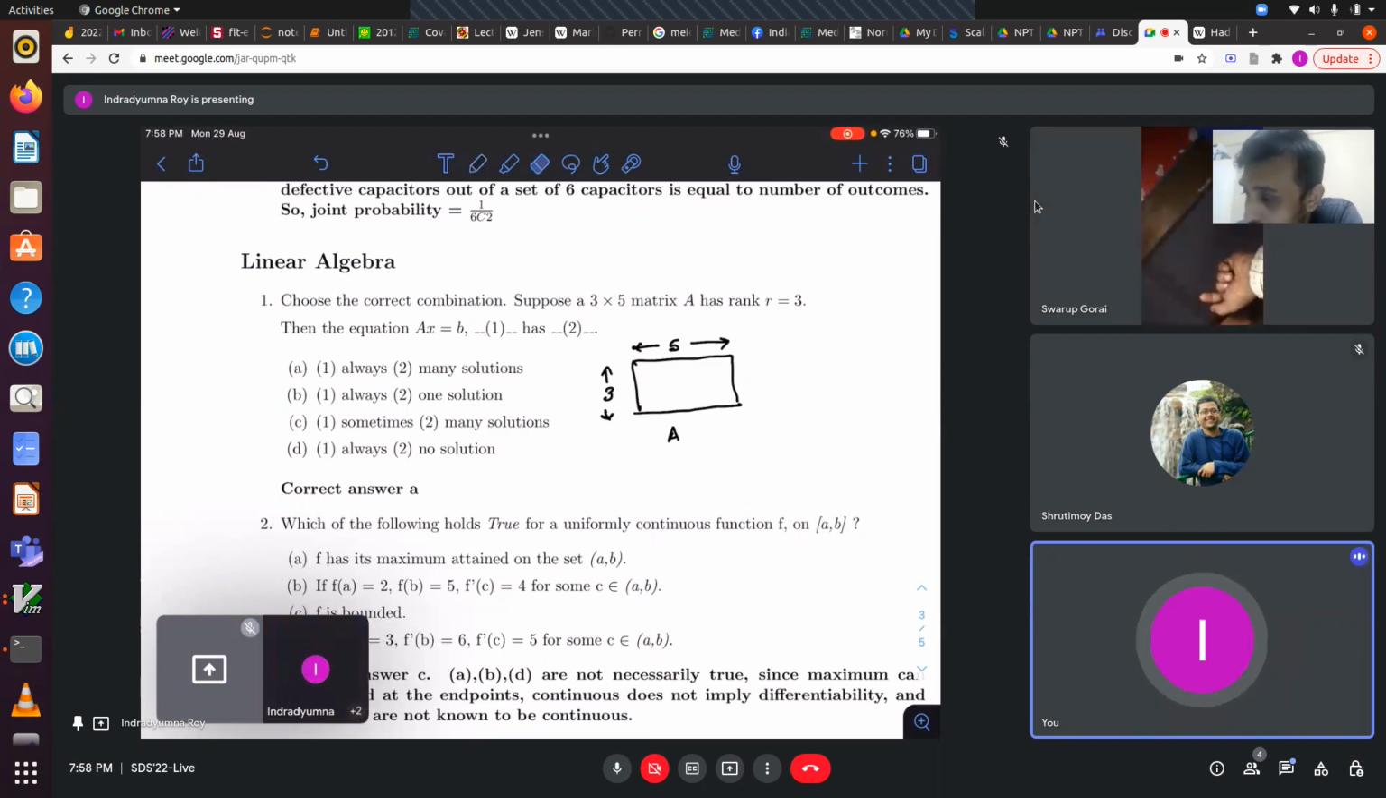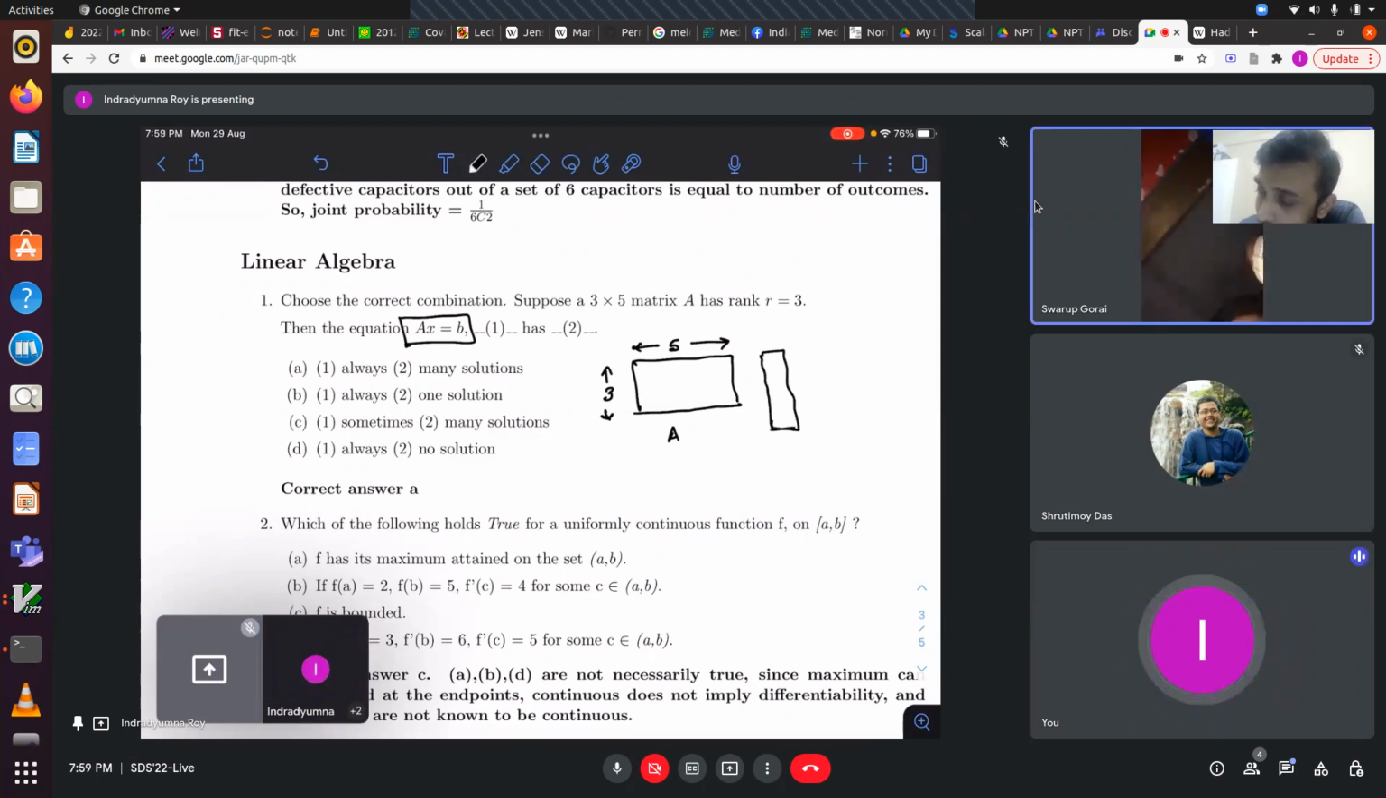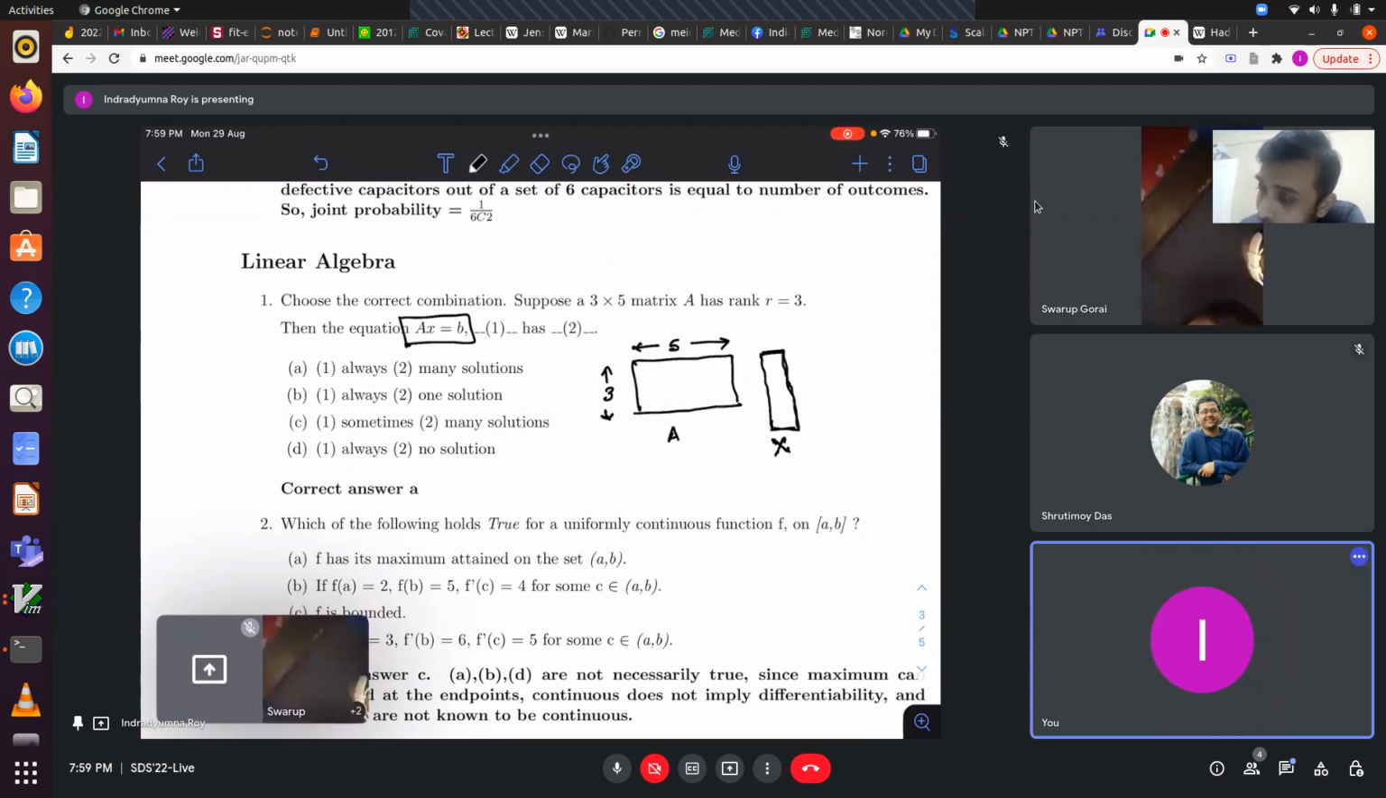So let me just quickly change the shape. So let's see. They are saying here, if you see that AX equals B, that is being done, right? So we have A here. Let's write X. What is the shape of X? Can you guess or no? Shape of X is 5. So there are 5 entries here, right? You can call them X1 to X5. Equal to B. So what is the shape of B?